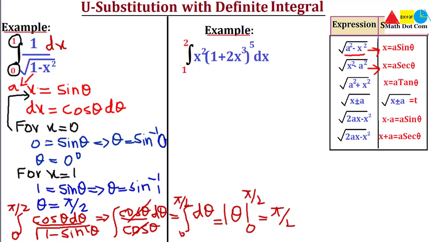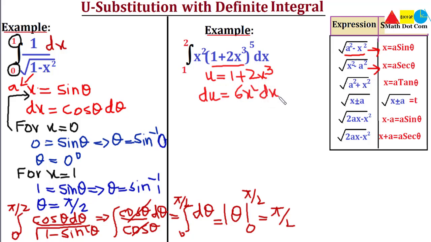Now in this example what we have is x square times 1 plus 2x cube, whole to the power 5. We can easily apply the U substitution method here, as otherwise it is complex. So let's make the substitution: let u equal 1 plus 2x cube. Let's take the derivative on both sides: du, and the derivative of 1 is 0 and of 2x cube is 6x square dx.